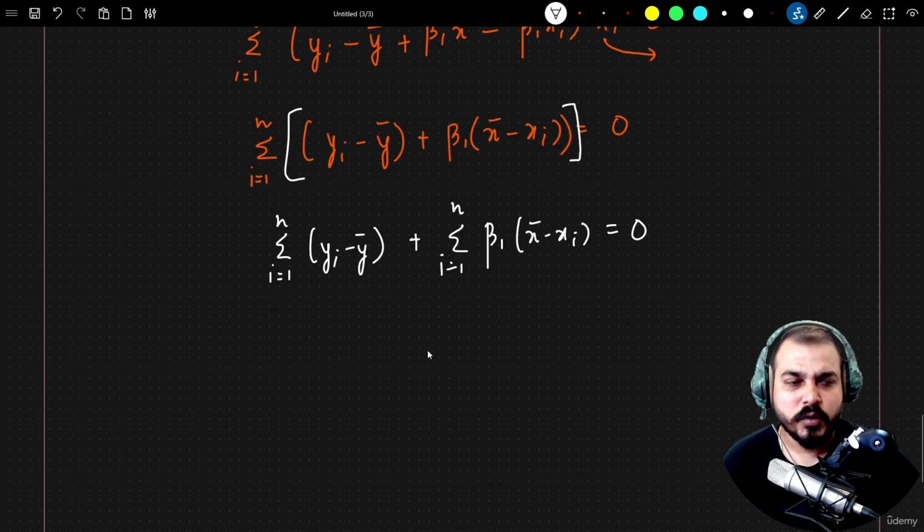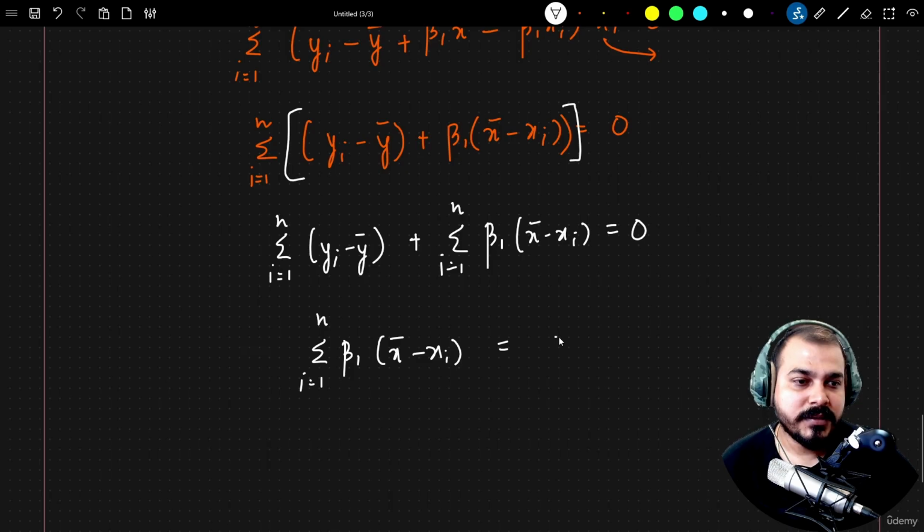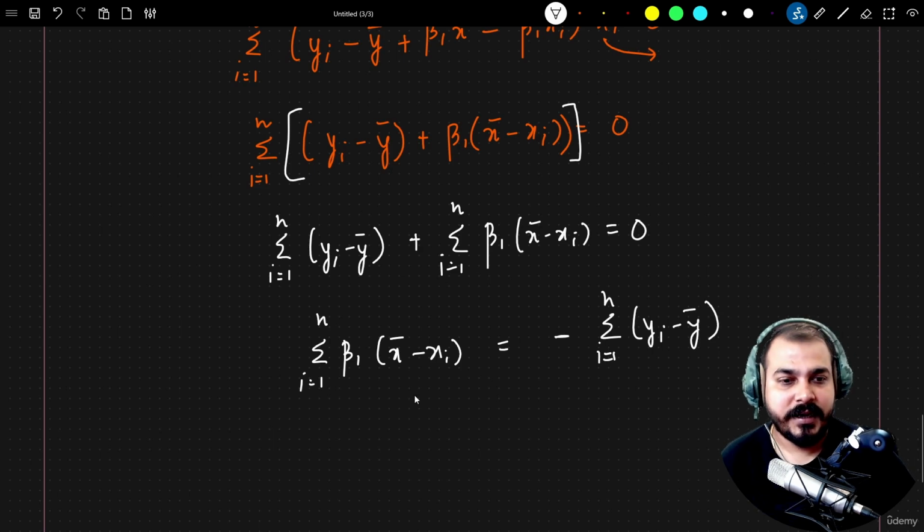So I've just made it into two groups, okay? Now after this I can definitely write something like this: summation of i equal to 1 to n, beta 1 times (x bar minus x of i), and here I'm just going to take this as minus, and this will be summation of i equal to 1 to n, y of i minus y bar. I'm just taking this particular equation to this side.